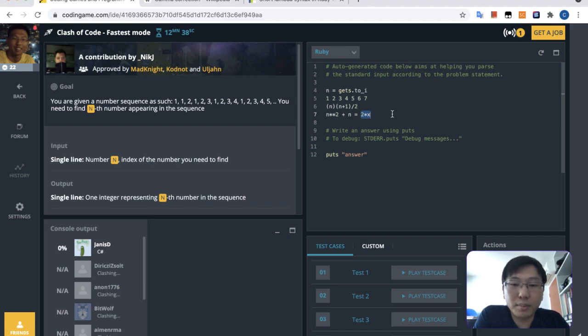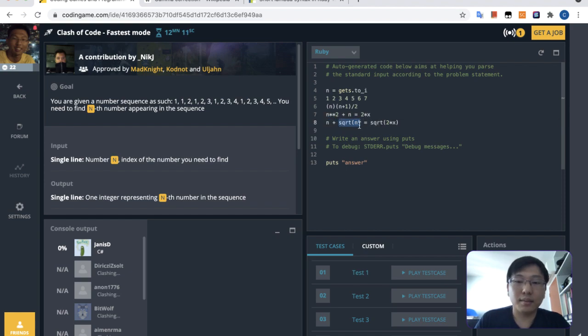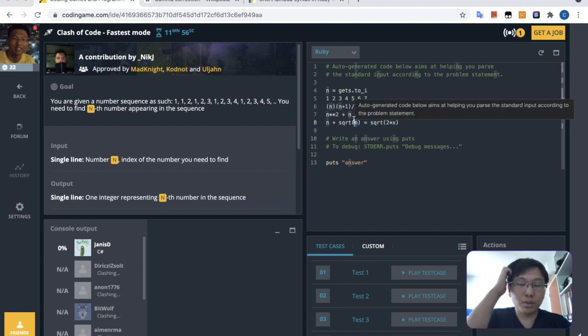So in order to find the minimum n for this, I guess we could just do a square root of 2 times x. When we square root this, we should get n plus square root n equals square root of 2 times x. I want to find the minimum n where this happens, but because of this square root n term, there are some complications here. I cannot really do this.